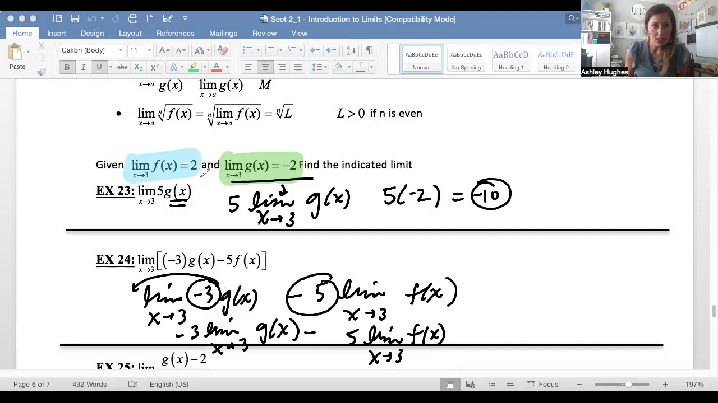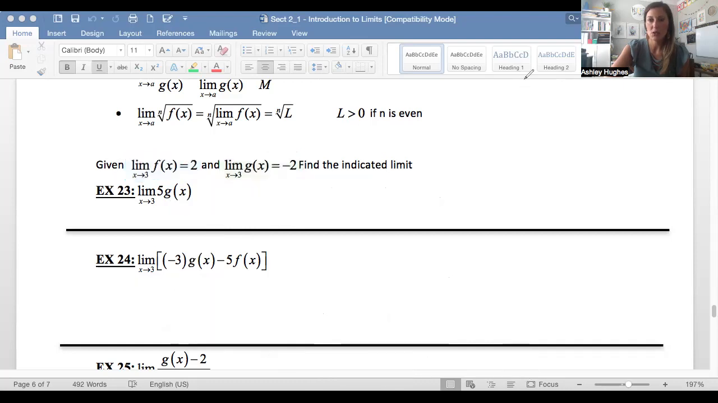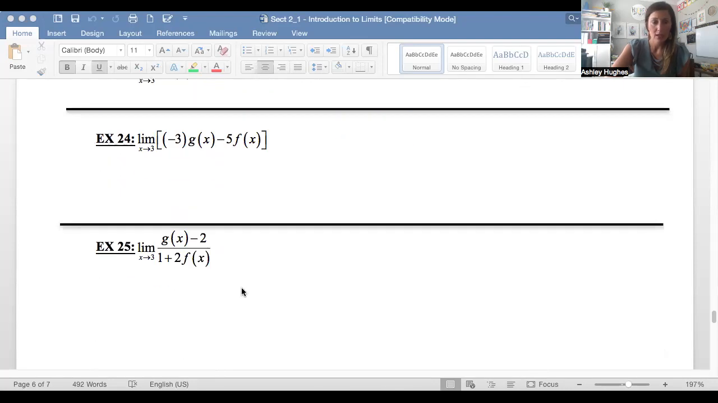So essentially, you're just substituting: this is 2, and this is negative 2. So what happens if I do negative 3 times negative 2? I get a positive 6. And then I have minus 5 times 2, which is going to be 6 minus 10. So you're going to get negative 4. You could just substitute again the 2 here and the negative 2 here. You're just allowed to add and subtract limits and multiply them by scalar multiples.